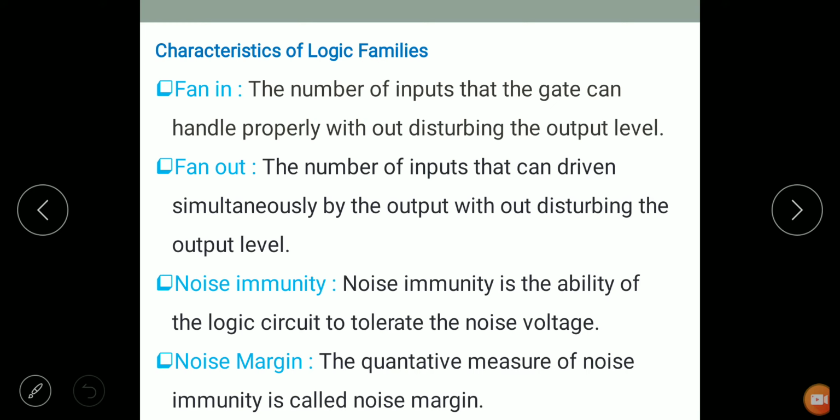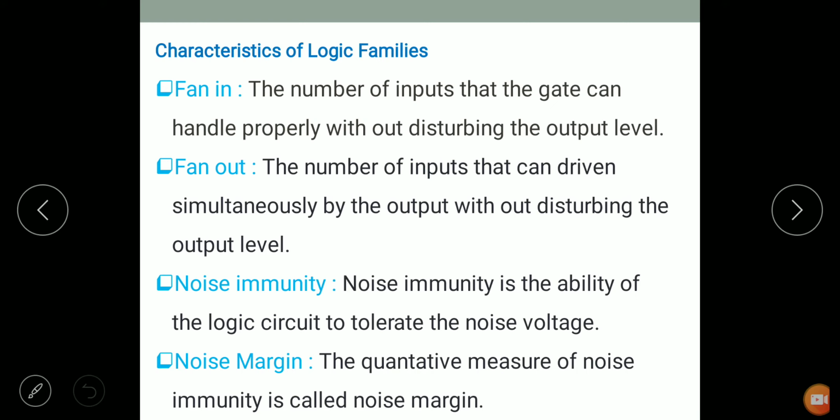For example, a fan out of 5 indicates that the gate can drive only 5 inputs at most. If the fan out is 5, then the gate can drive a maximum of 5 inputs of that logic family. Then next is noise immunity.